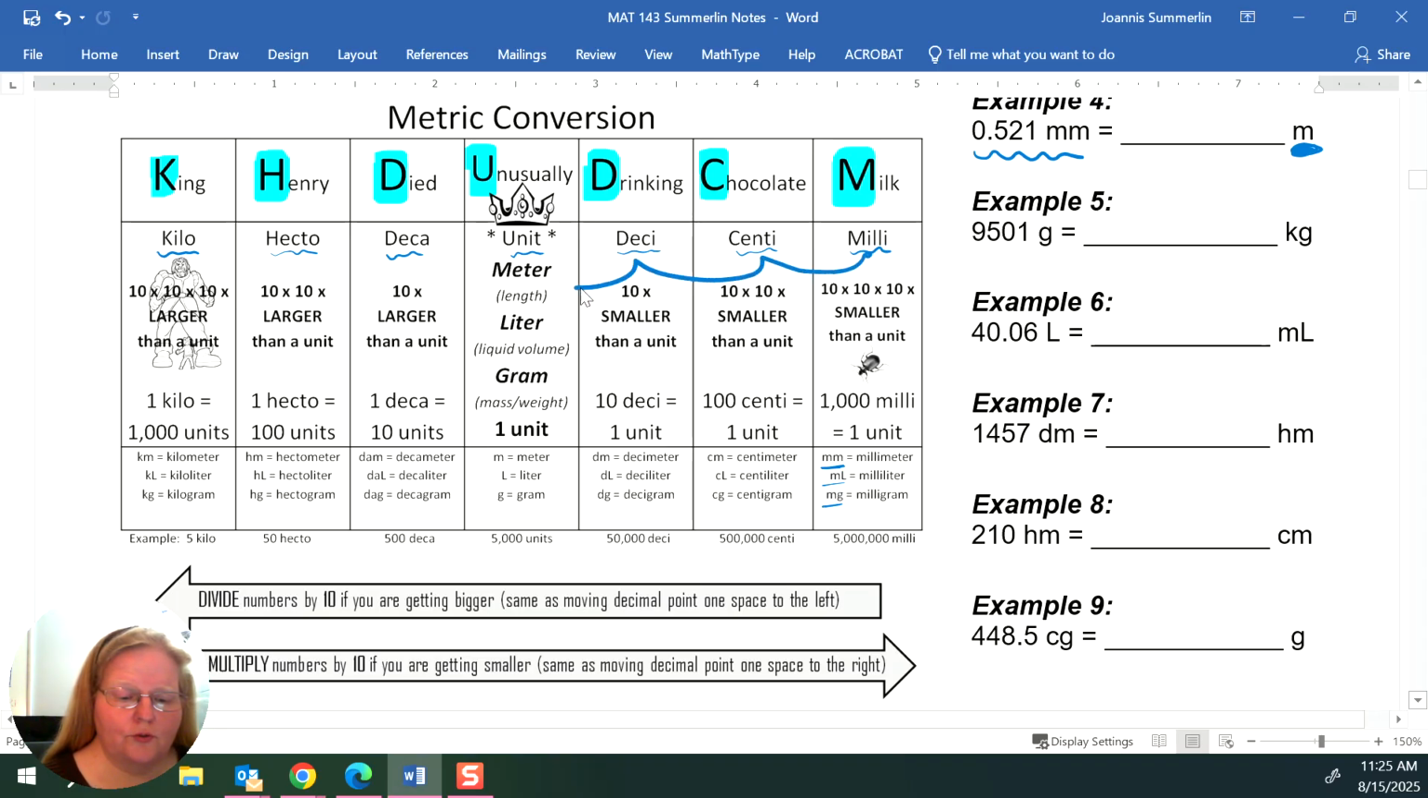1, 2, 3 places over to the left. That means my decimal point needs to move 3 places over to the left. 1, 2, 3. It tells you where the decimal point moves. The whole decimal point moves, and you get to fill in with zeros. So that makes this 0.000521 meters.